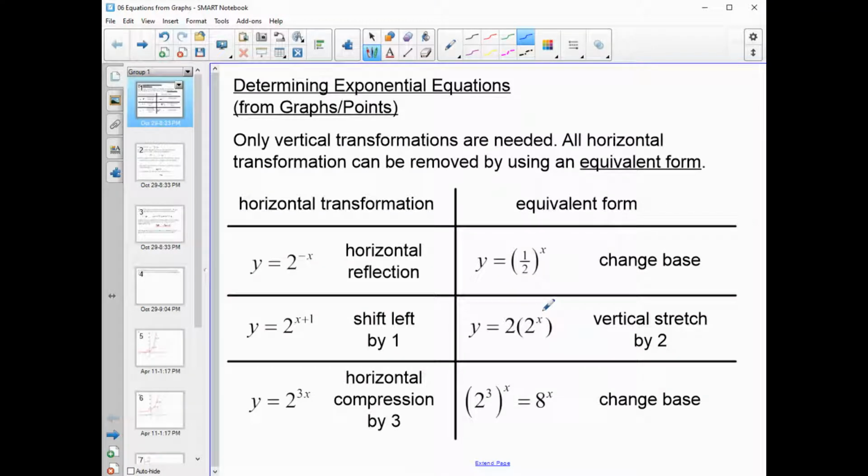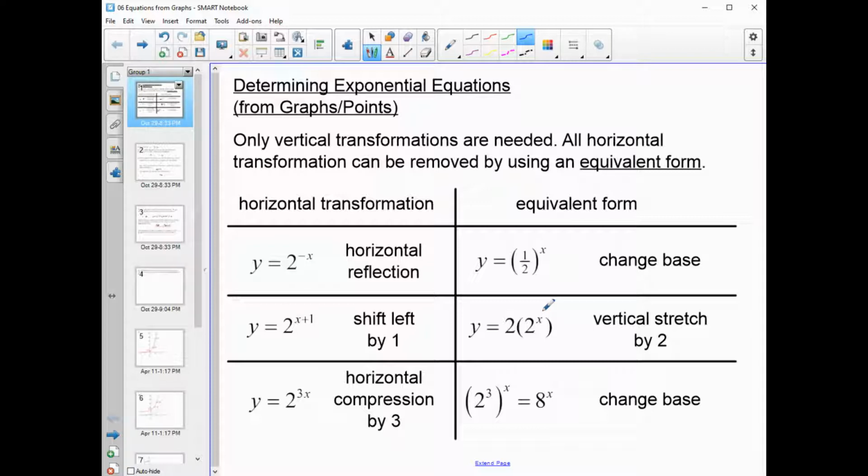In this lesson, we're going to wrap up our discussion of transformations of exponential functions. And in this case, we're actually going to reverse that process. So up until now, we have focused on the idea of, from an equation, can you produce the graph or a sketch of the graph?